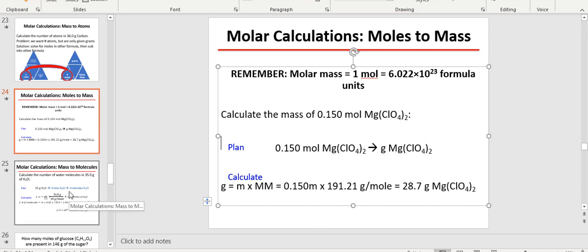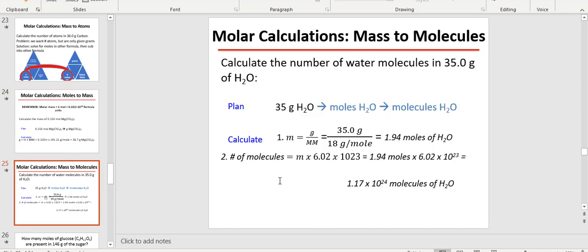Let's go on. Calculate the number of water molecules in 35 grams of water. So calculate the number of molecules. Okay, so now I'm looking for the number of molecules. That's one of the formulas. What did I give you? I gave you grams. Uh-oh, that's in the other formula. So what you have to do is you got to solve for moles and then substitute it into the other formula.